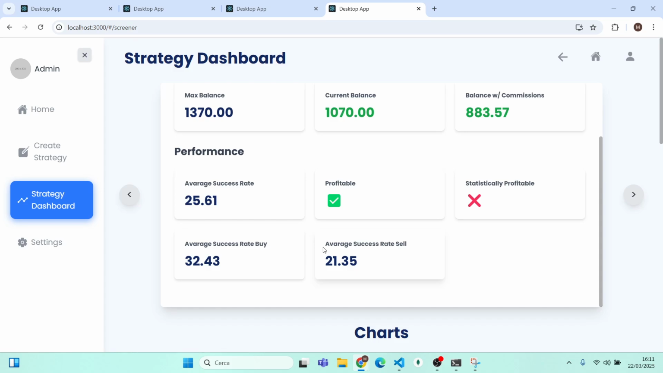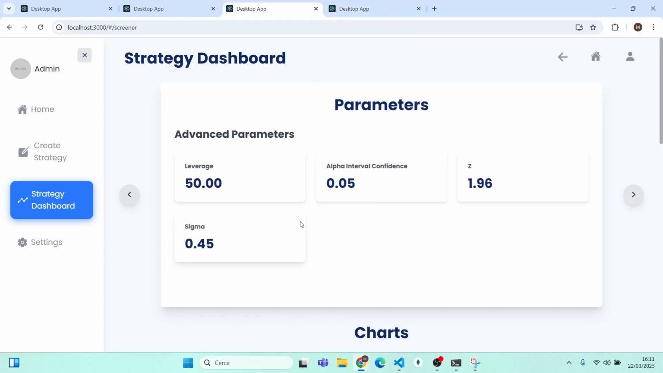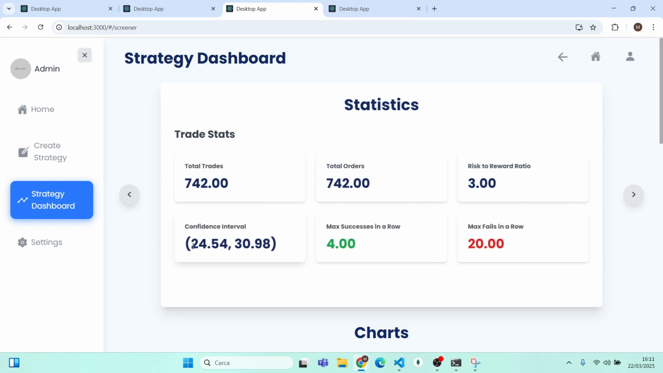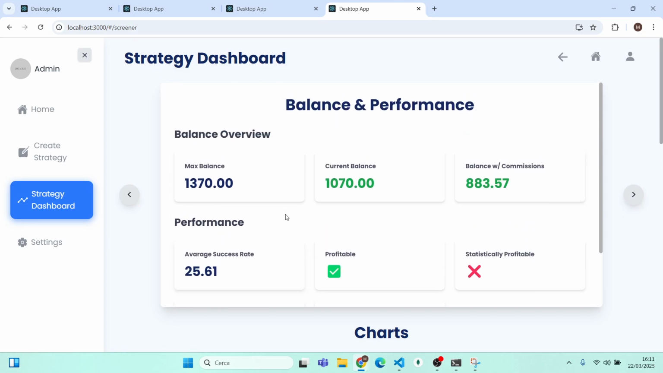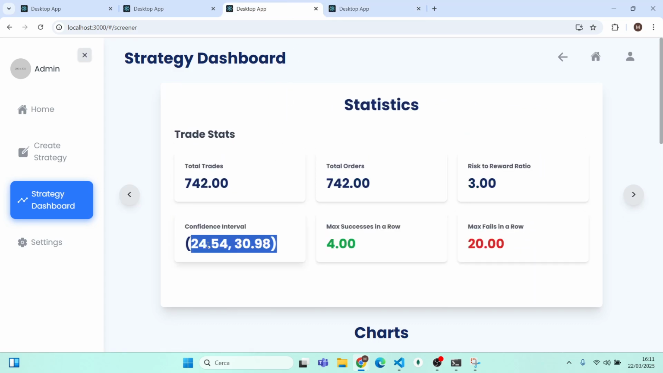With this improvement, is the strategy overfitted or not? Let's check the confidence interval. So the confidence interval is this one on the training dataset, and the average success rate in test is 25.16. Is it within the confidence interval? Yes, it is. So we cannot say with 95% sureness that these two average success rates are different.